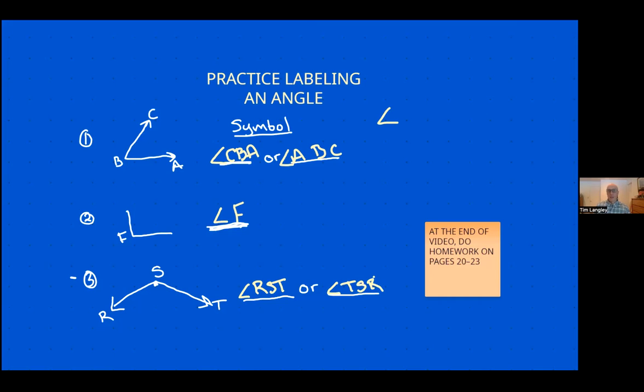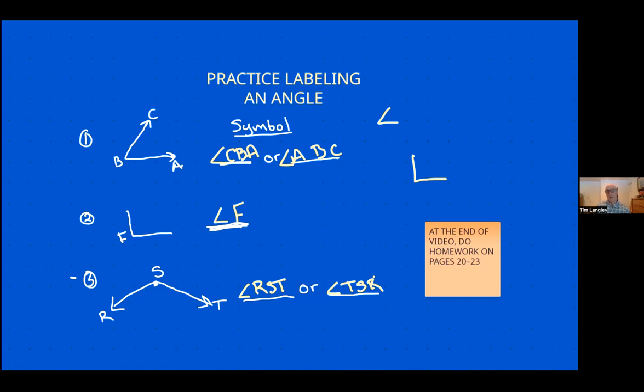All right, this is the end of the video. It's kind of part B, but I want you to do your homework on pages 20 through 23. And on some of those pages, they're going to give you an angle. So let me just give you an example. They're going to give you an angle like this, okay? And it might have an A, B, and a C here.